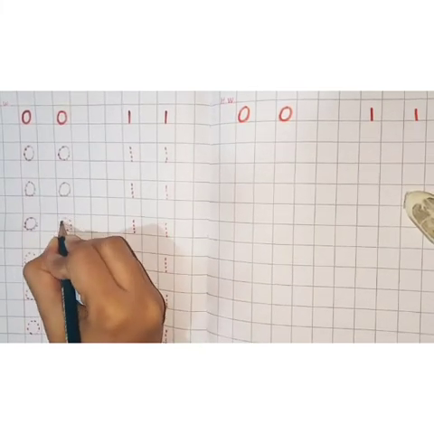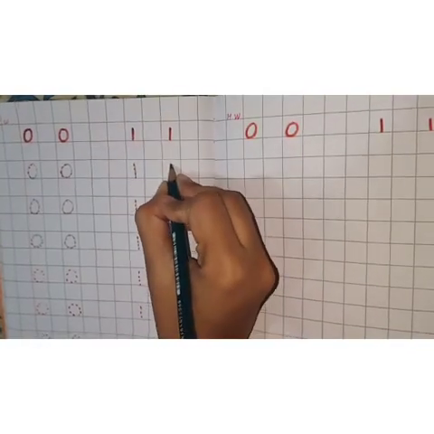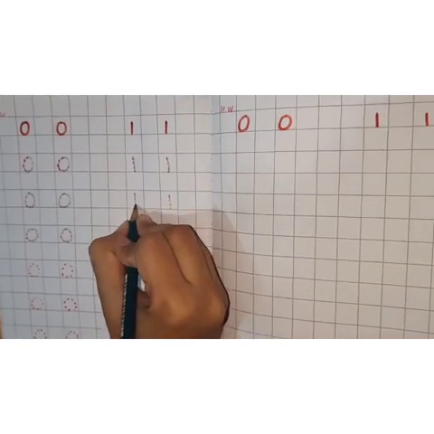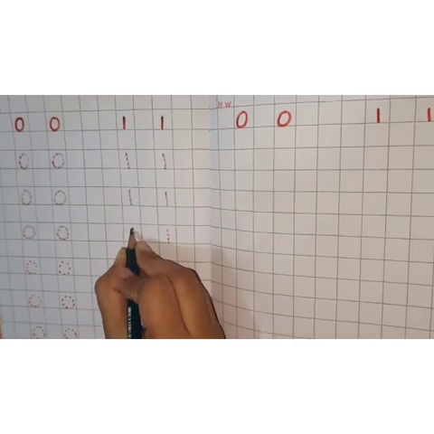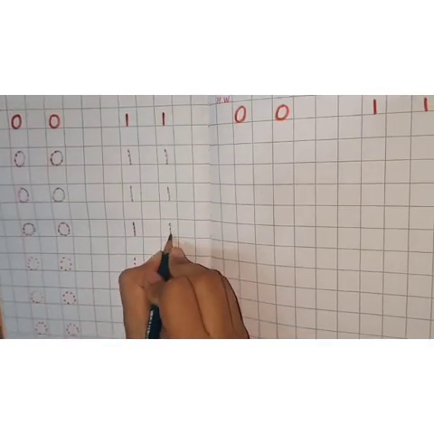Very good, children. Now we will write number 1. Start from the dot and move down. Start from the dot, stroke down. 1. 1. See, children, I have completed. You complete it in your free time.